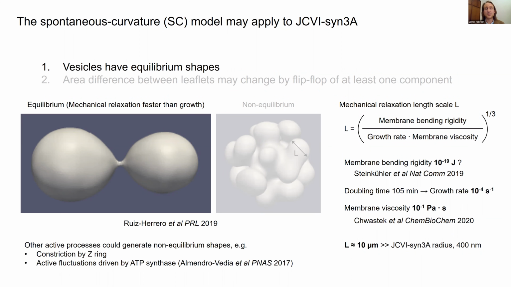There are other active processes that might be happening inside JCVI Syn3A that could also cause non-equilibrium shapes. So in particular, the Z ring is hydrolyzing GTP. I don't think that's been shown specifically in Syn3A, but that's been shown in a number of other model systems. And then furthermore, Syn3A retains ATP synthase, and this recent work has shown that active fluctuations driven by ATP synthase in liposomes can cause non-equilibrium shapes as well. So these could contribute, and this remains an area of future research. But for now, this being in this regime of fast mechanical relaxation with respect to growth is an argument why we'll apply the spontaneous curvature model.